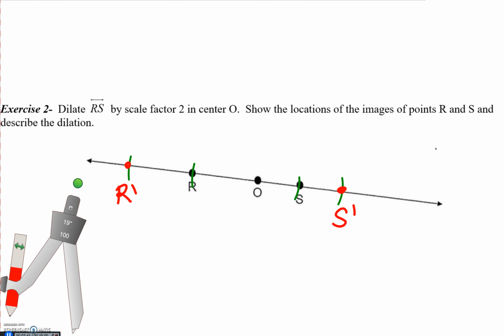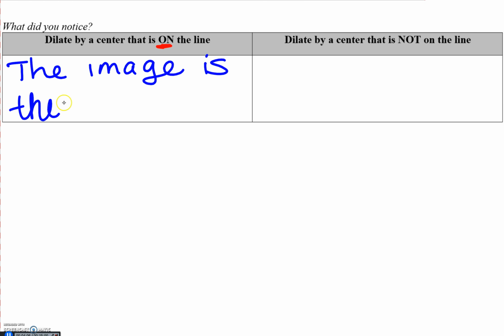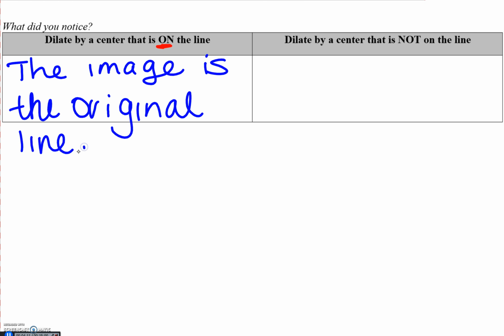Okay, so looking at exercise 1 and exercise 2, I want you to write in here what you guys noticed. What happened when we dilated the line segment by a center that is on the line? You guys should have noticed that the image, which was R prime S prime, is the original line. And that when the center of dilation is on the line, it remains the same.